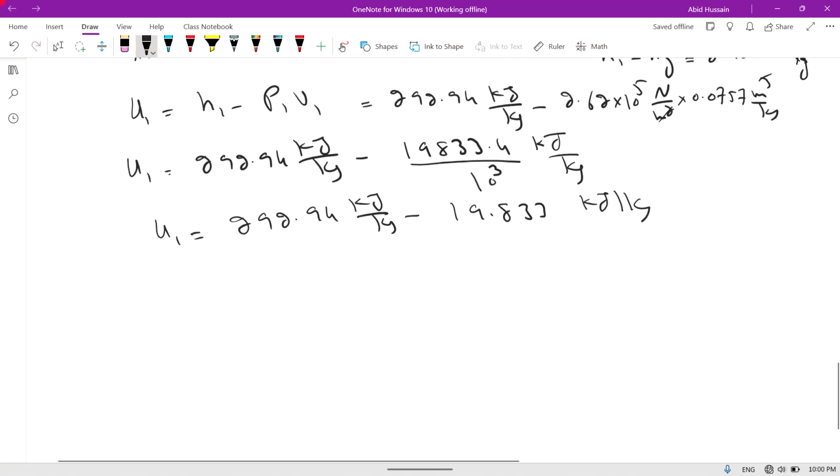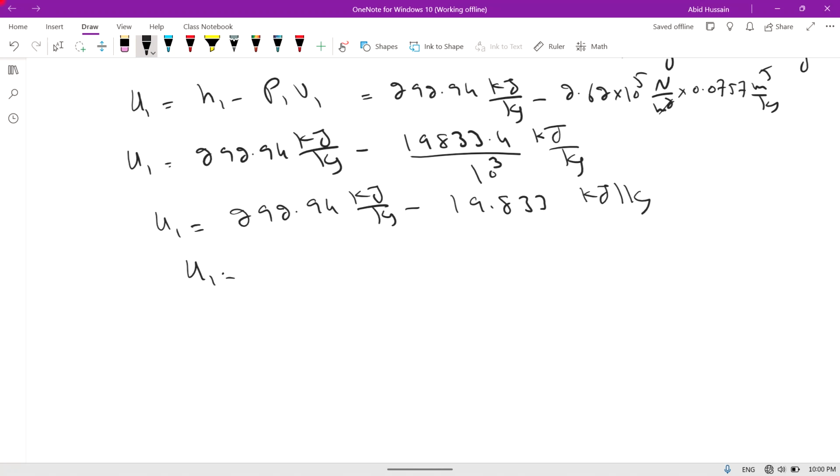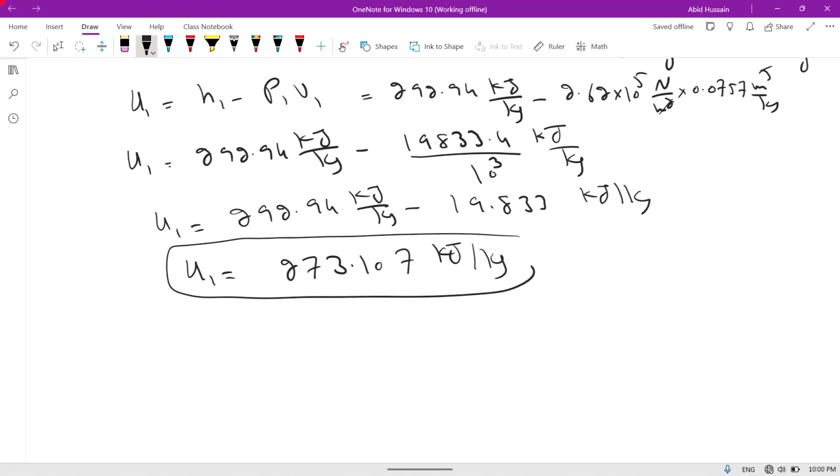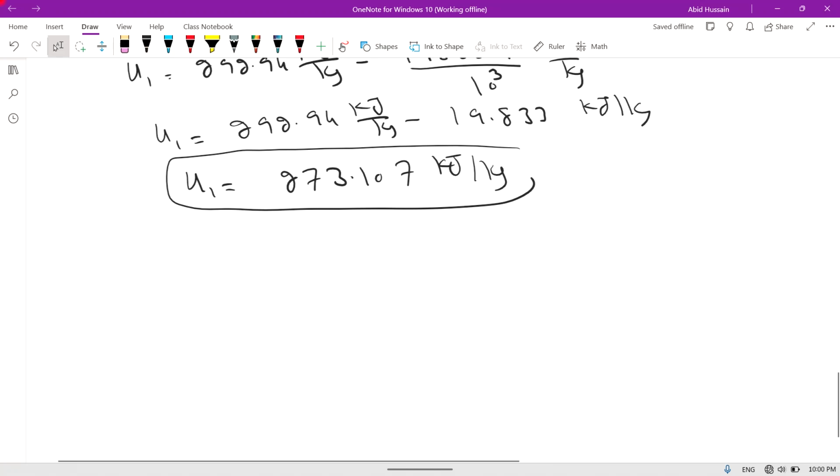So u1 is equal to 292.94 minus 19.833 is equal to 273.107 kilojoule per kg. Now we are finding u2. So u2 is equal to h2 minus p2 v2.